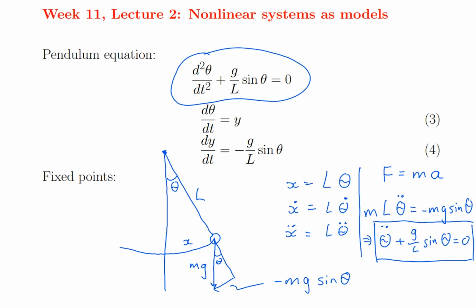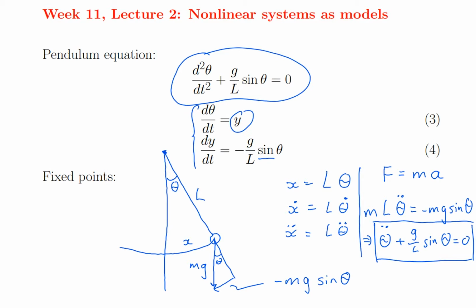Now that's a second order differential equation, so I want to rewrite it as a first order system by introducing a new variable y, and that's going to be the angular velocity, the rate of change of angle with respect to time. So I define my new dependent variable y to be equal to d theta dt, and then I can get an equation for dy dt from dy dt equals d squared theta dt squared, which is minus g over L sine theta. So now I have a system of two first order nonlinear differential equations. It's nonlinear because of this sine theta term here.